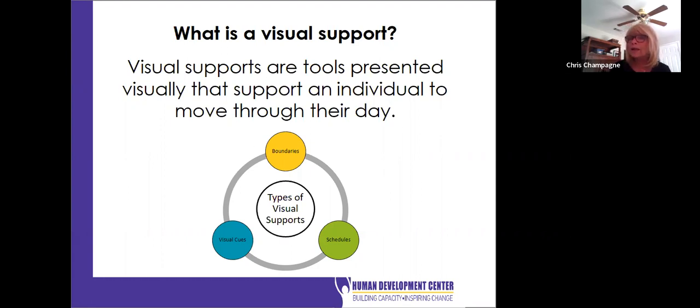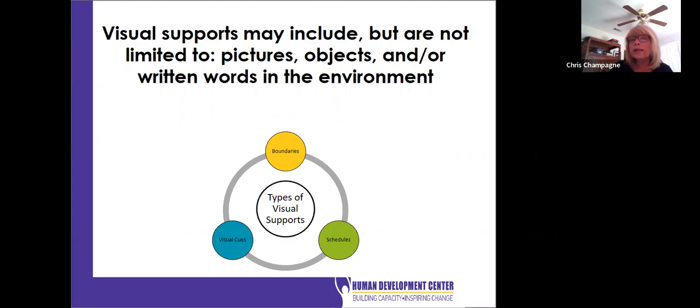So when we say something, right, that's transient. Once you say it, it can't be referenced unless you say it again. So visual supports take us out of the business of having to verbally remind, sometimes over and over, individuals about what it is we want them to do. So there's a few types of visual supports. There are boundaries, there are schedules, and there are visual cues. And so today we're going to focus on visual cues.